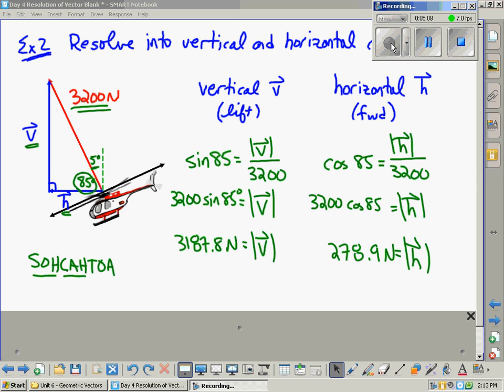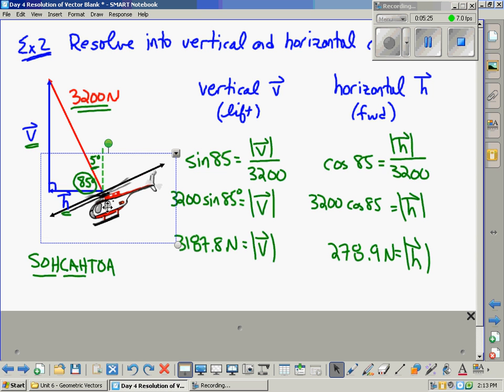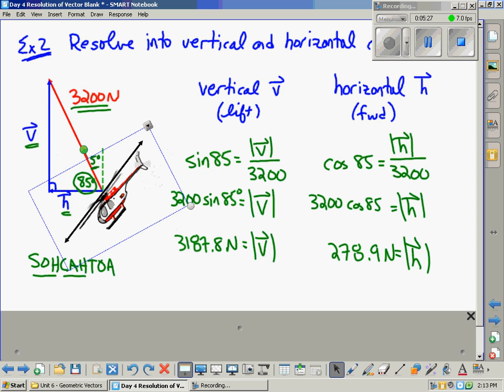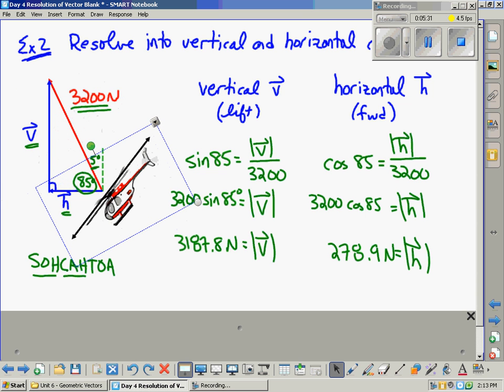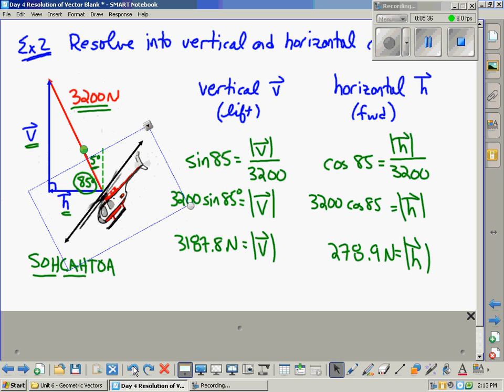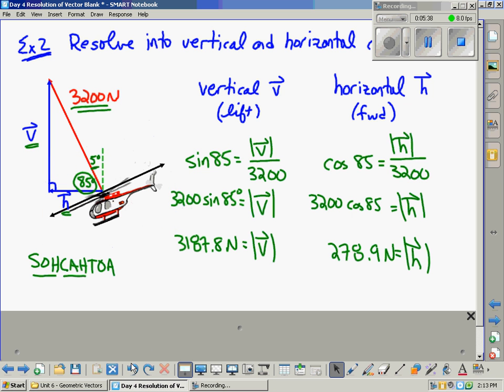If we look at our question, of course, this makes sense. It is lifting more than it's going forward. It's only 5 degrees, so the majority of the 3,200 is the vertical component and a little bit of the horizontal component. And if this helicopter was angled a little steeper like this, we'd have probably more horizontal than vertical. But let's get it back to where it belongs.